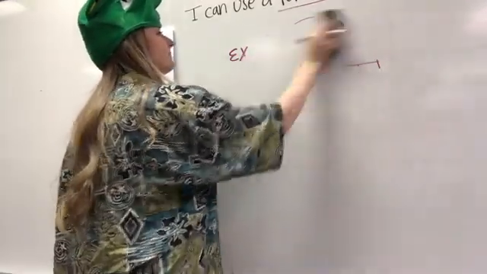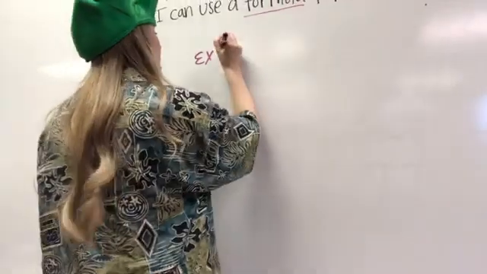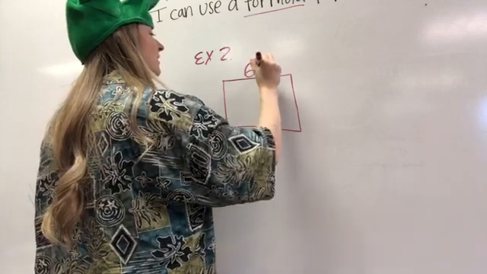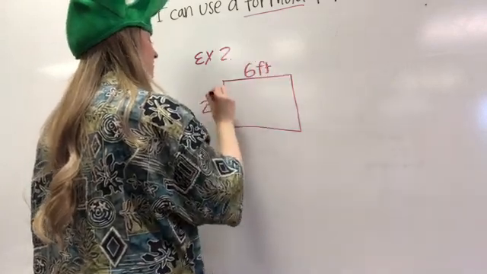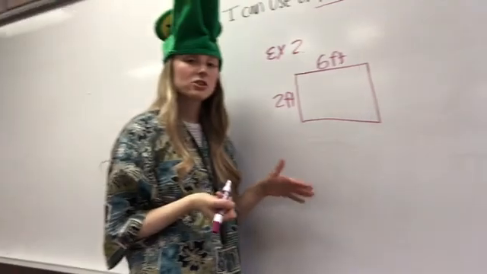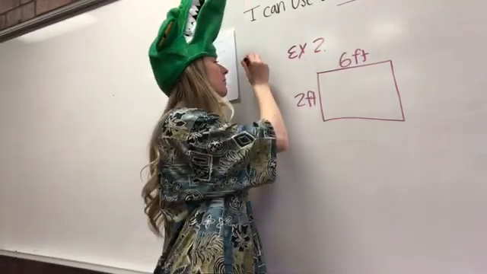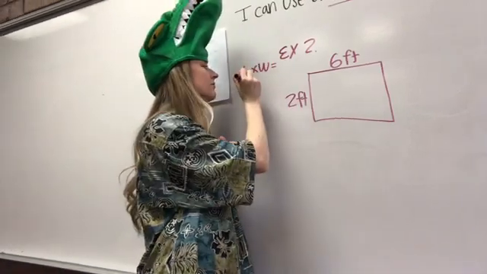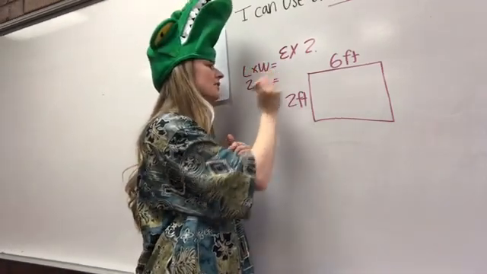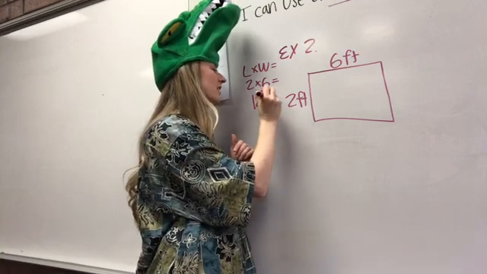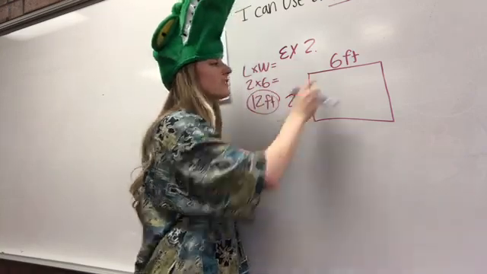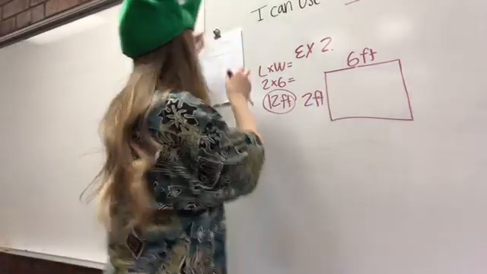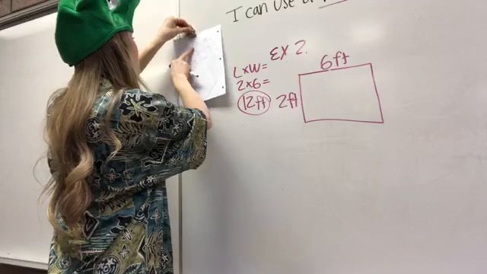Let's try another example. All right, example number 2. If we have 6 feet and the side is 2 feet, without drawing our pictures, how could we figure out the area? Well, we just learned it's length times width or base times height. So let's plug it in. We have 2 times 6. 2 times 6 is 12. Put in our unit, feet. That's it. We're just taking the 2 sides and timesing them together. Fabulous. Okay, hopefully that's not too hard.